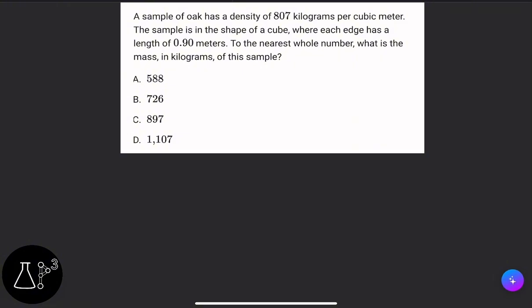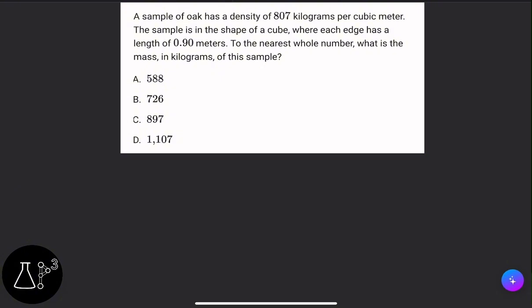A sample of oak has a density of 807 kilograms per cubic meter. The sample is in the shape of a cube, where the edges have a length of 0.9 meters. To the nearest whole number, what is the mass in kilograms of the sample? Well, let's rewrite it now.